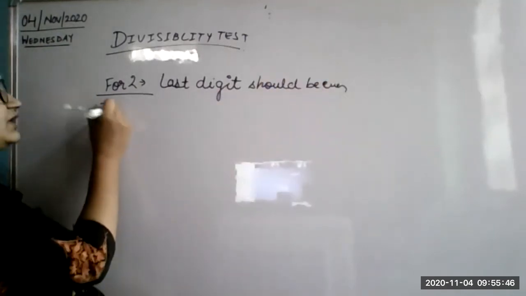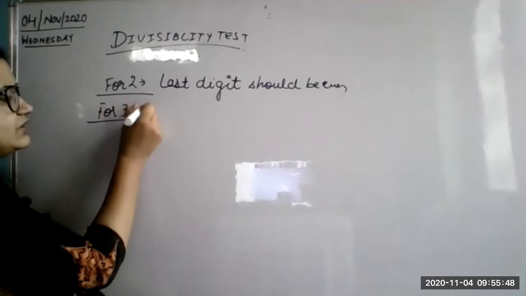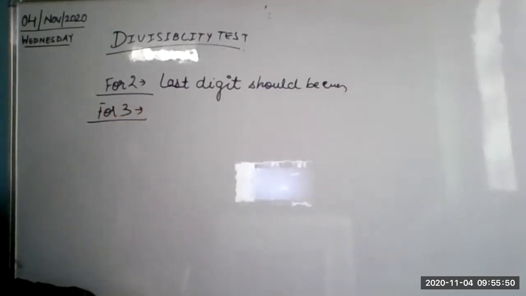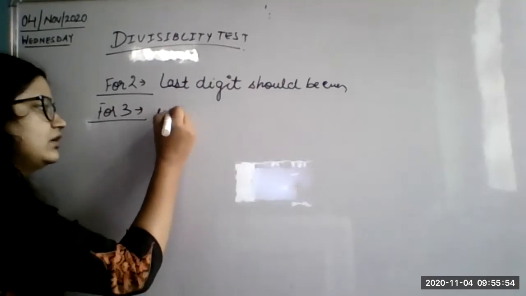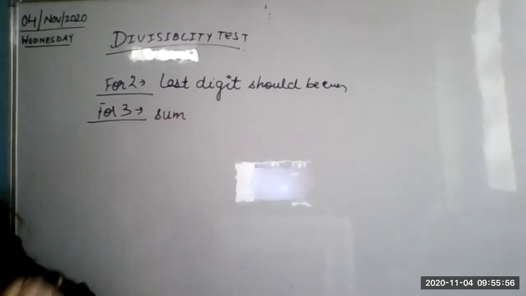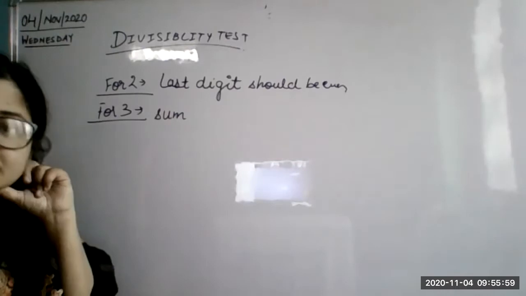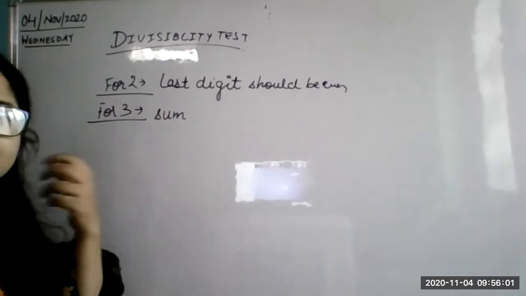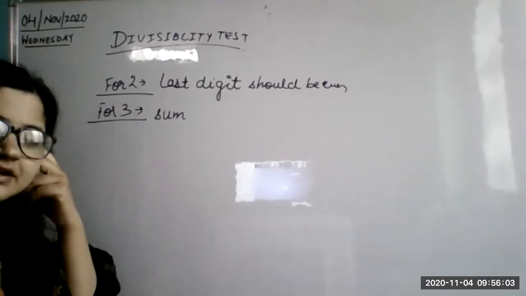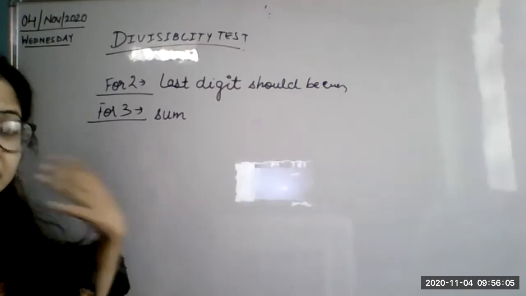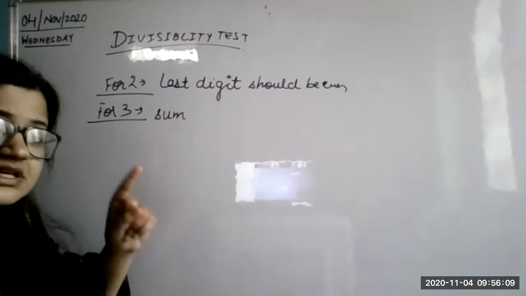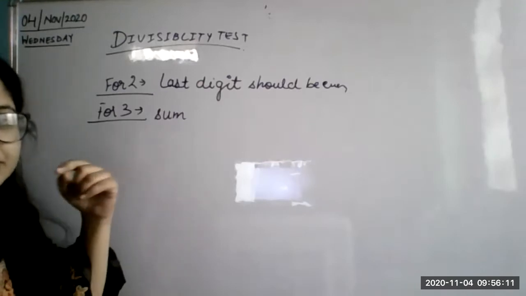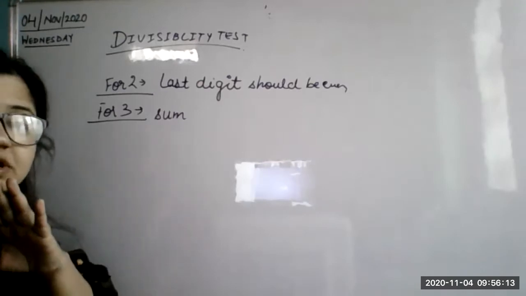For 3, what is the divisibility test for 3? Ma'am, we will sum all the numbers, and then if the number is divisible by 3, then we will add all the numbers. Adrika, you are making some mistakes. You are saying we will sum all the numbers. We will not sum all the numbers. We will add the numbers, and the answer is the sum of the number.